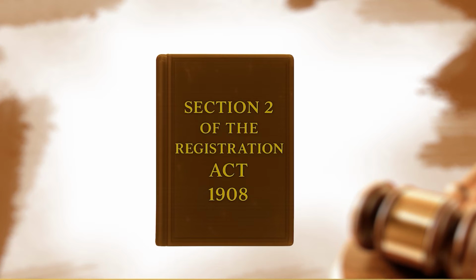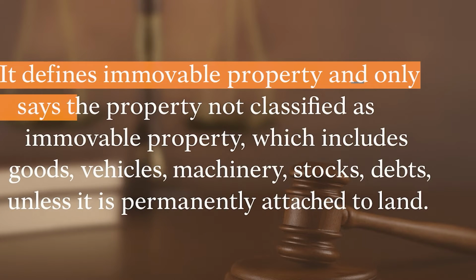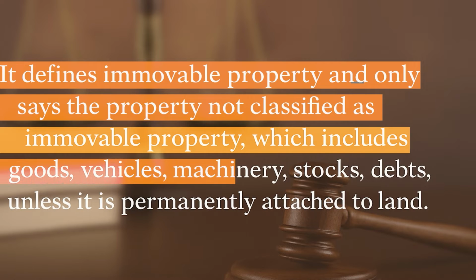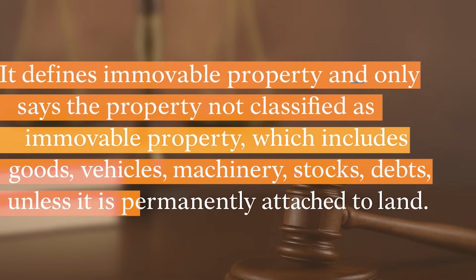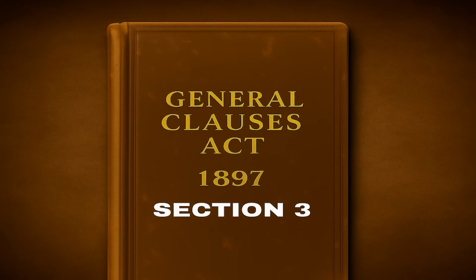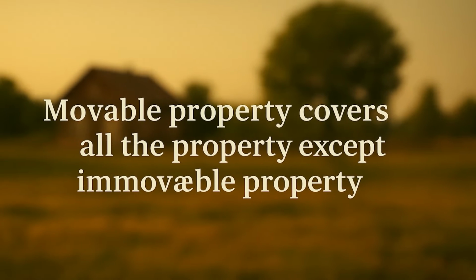On the other hand, Section 2 of the Registration Act 1908 defines movable property and it only says the property not classified as immovable property, which includes goods, vehicles, machinery, stocks, debts, intellectual property, unless it is permanently attached to land. And at the same time, General Clauses Act 1897, Section 3 says that movable property covers all the property except immovable property. So in gist, the definition of the immovable property is not given. The definition of the movable property is not given under any of the laws.